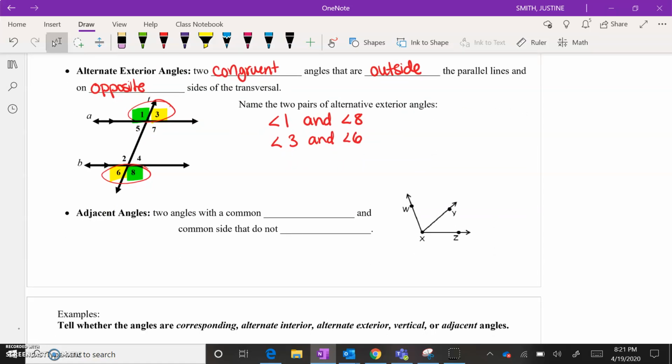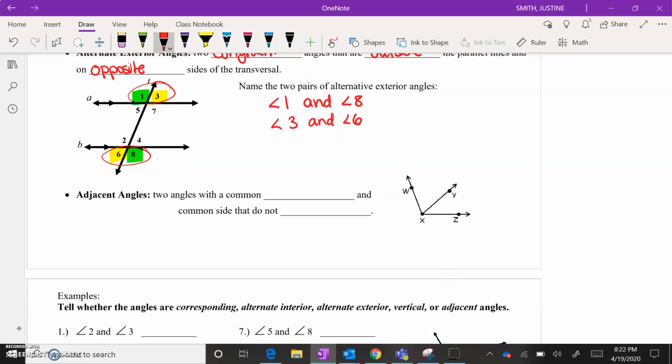All right, so we also have adjacent angles. So adjacent angles are two angles with a common vertex, okay, and a common side that do not overlap.